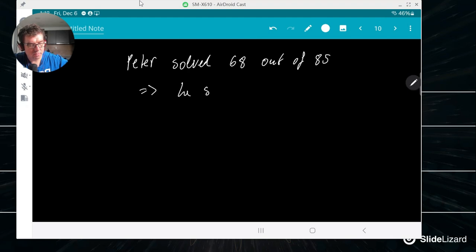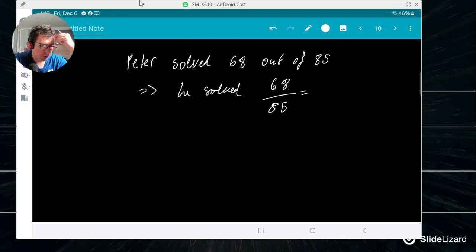Therefore, he solved 68 over 85. And now we have to figure out by which number, which is a common factor of 68 and 85. So 85 cannot be divided by 2 because it's an odd number, and 68 cannot be divided by 5, and they're not divisible by 3 as well, right? So let's see if we can divide them by... it's not by 4. What is a common factor? We have to figure out the common factors, guys. We cannot just guess it.